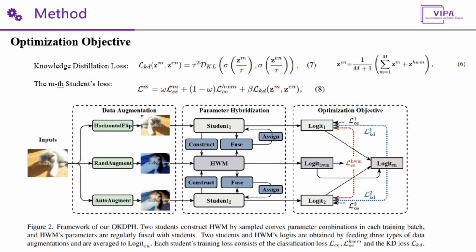As mentioned in the previous section, the sampled HWM represents surrounding parameters in the space spanned by peer students. The HWM's classification loss for multiple consecutive training batches reflects upper and lower bounds on the loss in the region around students, hence we integrate it into each student's training to minimize the curvature of the region and flatten the loss landscape, enhancing students' generalization ability.